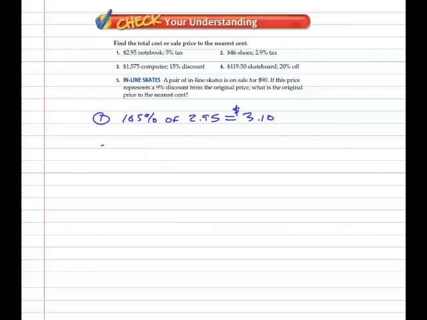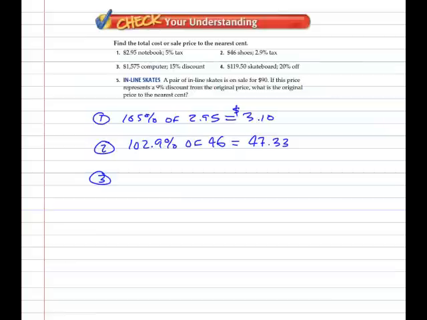Example number 2. $46 shoes with a 2.9% sales tax. Again, I'm going to do 102.9% of my $46 shoes, which would give me a total cost of $47.33.